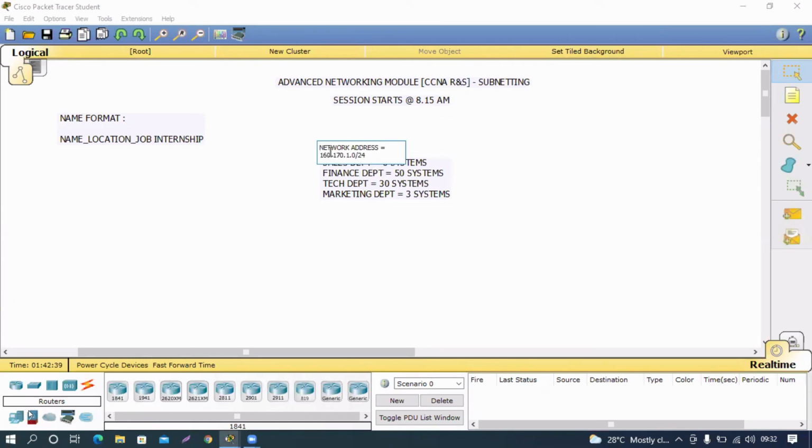Or let me just write it like this. Just hold on, otherwise you will confuse yourself. 200.170.1.0. This is your network address. It's a class C network. So do this. You have around 15 minutes to complete this.